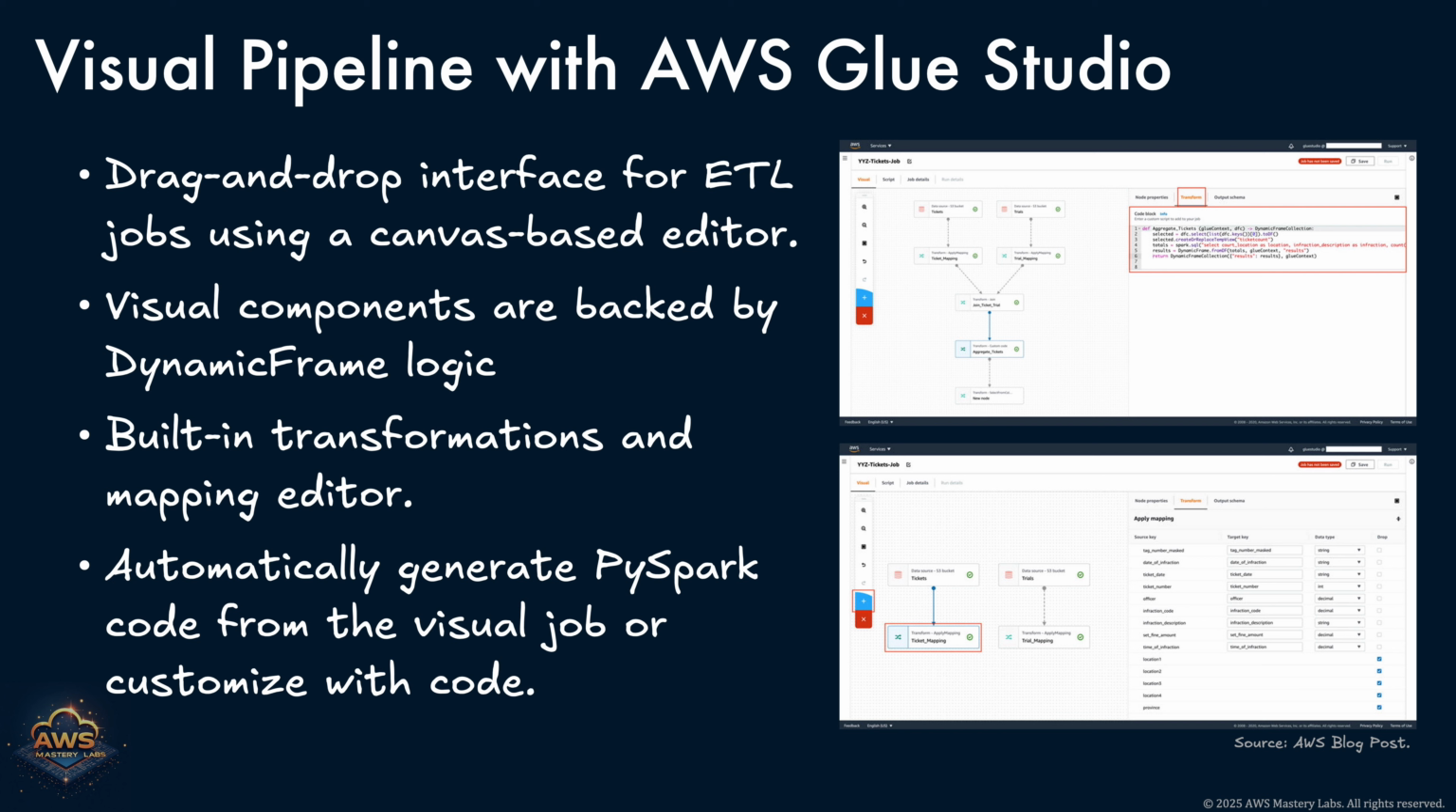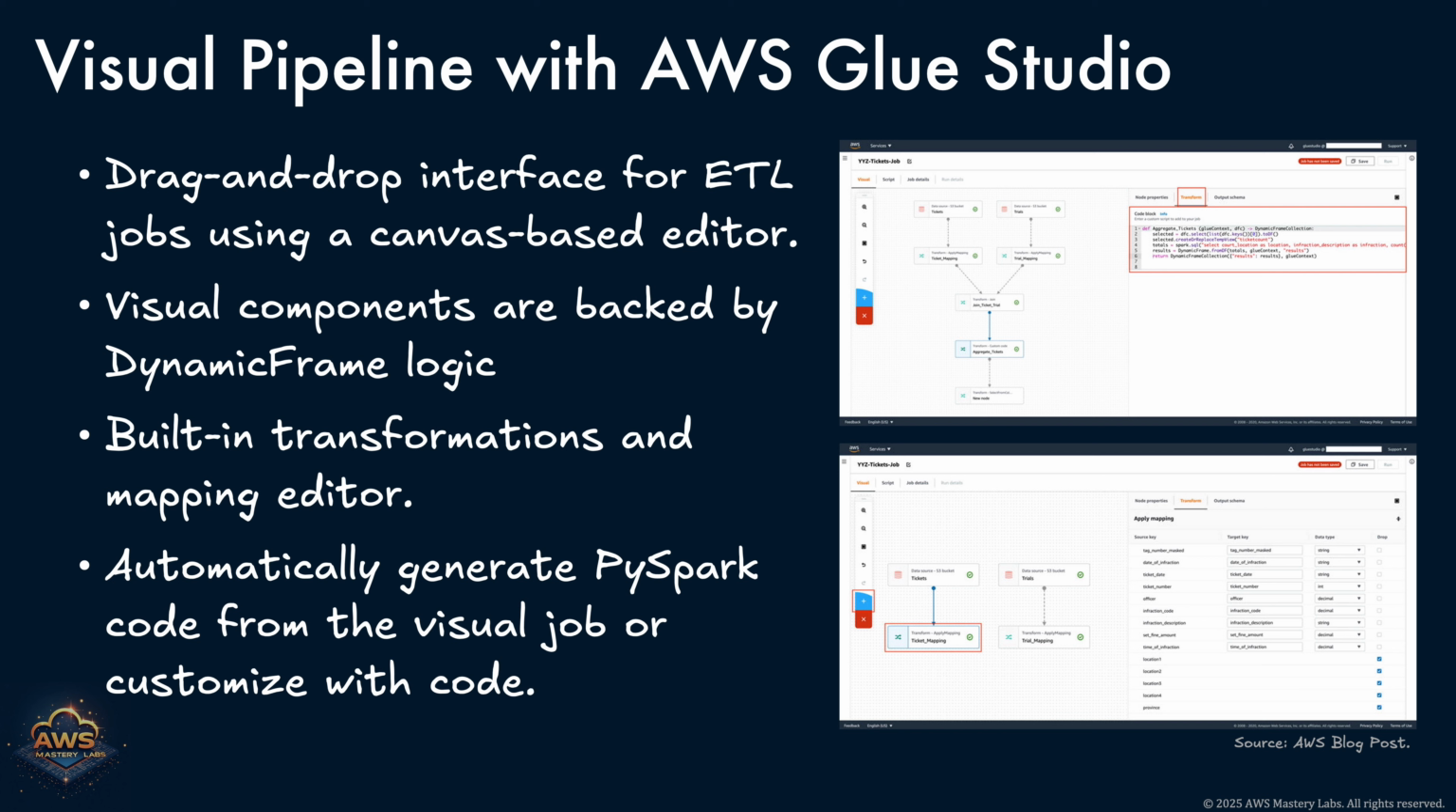Glue Studio supports a wide range of data sources out of the box. Whether you're ingesting from Amazon S3, Redshift, RDS, or JDBC-compatible databases, you can configure connections directly through the UI with just a few clicks. Once data is ingested, transformations are handled visually as well. You can apply mappings, filters, and joins, or manipulate columns and data types using pre-built transformation nodes. And for more flexibility, custom transforms can also be added within the visual flow.